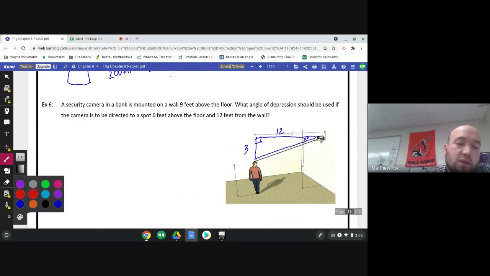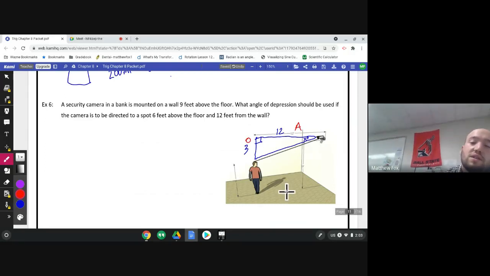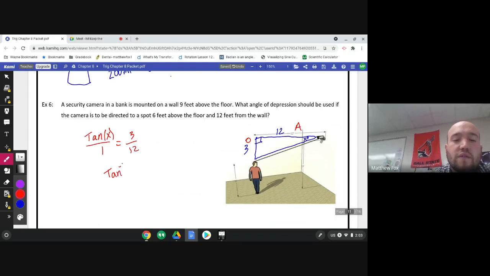Okay, now likewise, we need to label these. So here is our adjacent, here is our opposite. So O and A, we can use tangent. So tangent of x equals TOA, so O over A, 3 over 12. Now remember, we have to do the inverse tangent to find this. So the inverse tangent of 3 over 12, that will equal x.